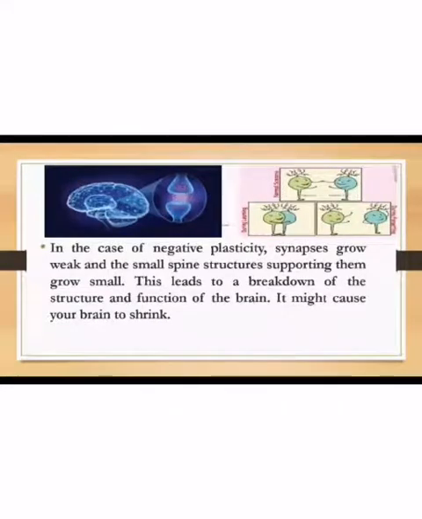In case of negative plasticity, as we see here in the picture, synapses grow weak and the small spine structures supporting them grow small. This leads to a breakdown of the structure and function of the brain. It might cause your brain to shrink. During the learning process, the neural connections will become like this, and if you don't practice a new thing, you will lose your ability to grow new neurons, and there will be spaces between the neurons.